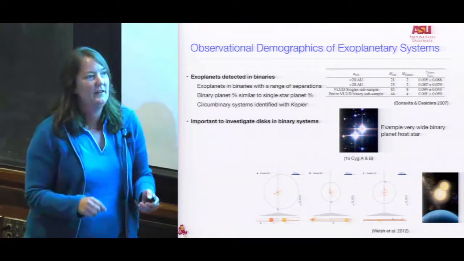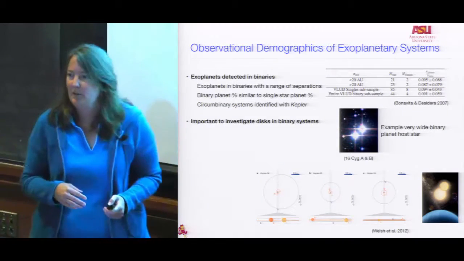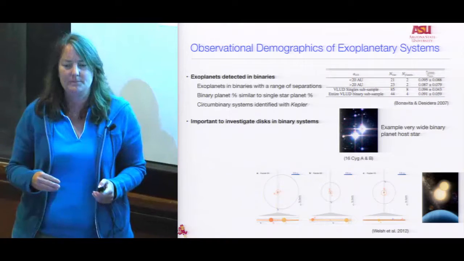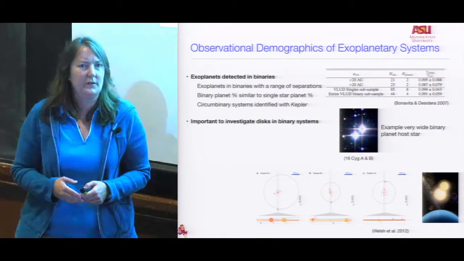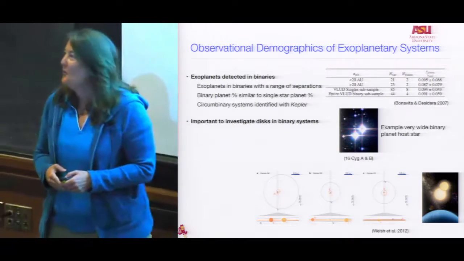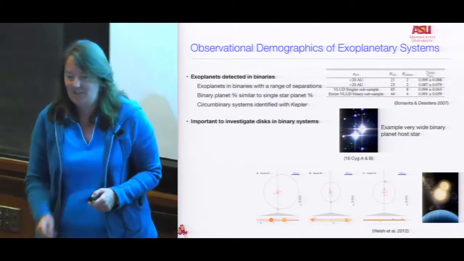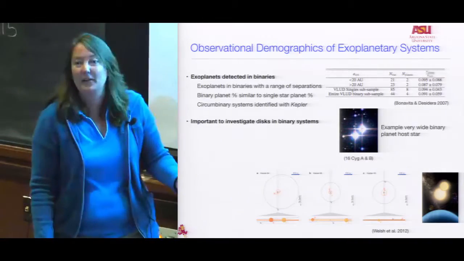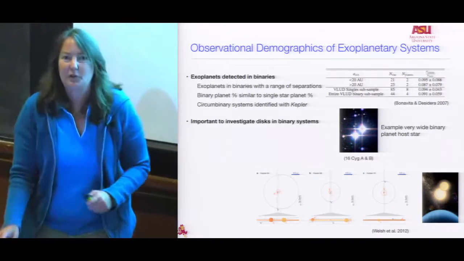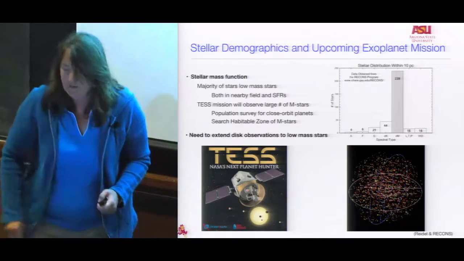And so it's important then to look at the disk population and understand, given that disks provide the reservoir of material for planet formation, what are the properties of disks in these types of systems? For example, circumbinary disks, or disks around individual components of stars.